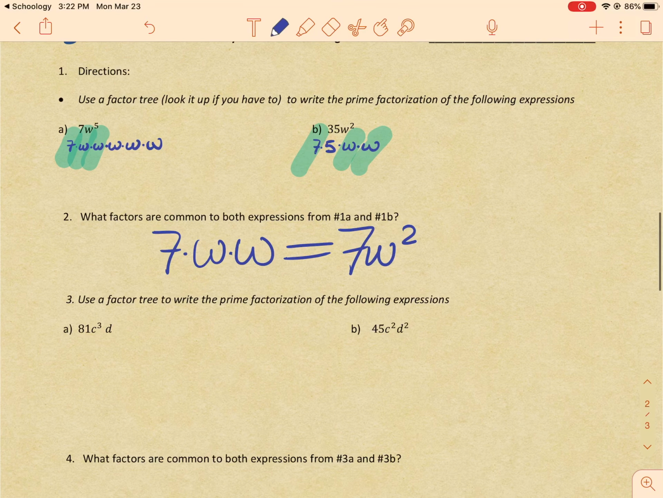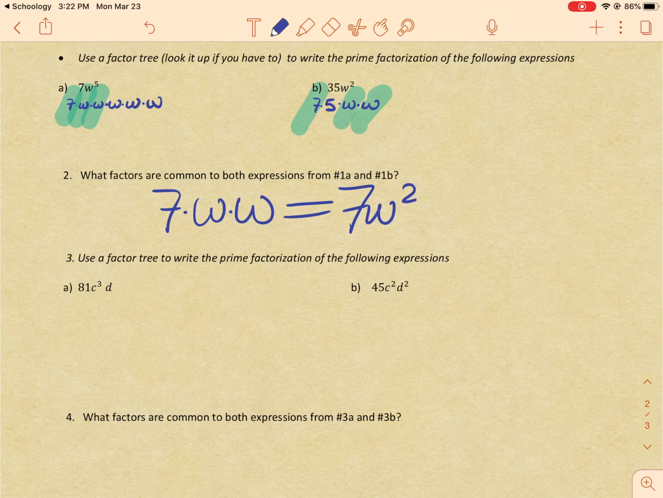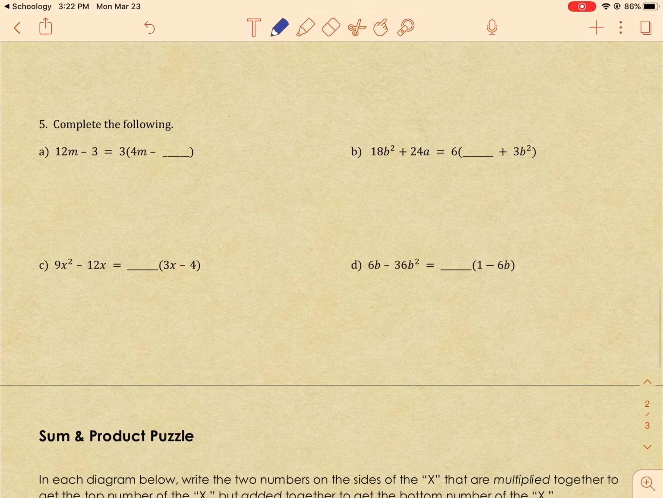So I'm going to let you take a look at number 3 on your own, figure out what that pattern is, and just remember you want to break them down to numbers where their only factors are 1 and itself. Going to the sets through number 5, we're doing the distributive property on a lot of them, and you're trying to find that missing piece.